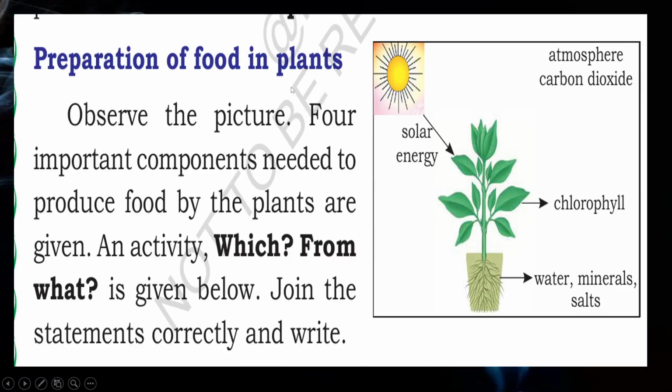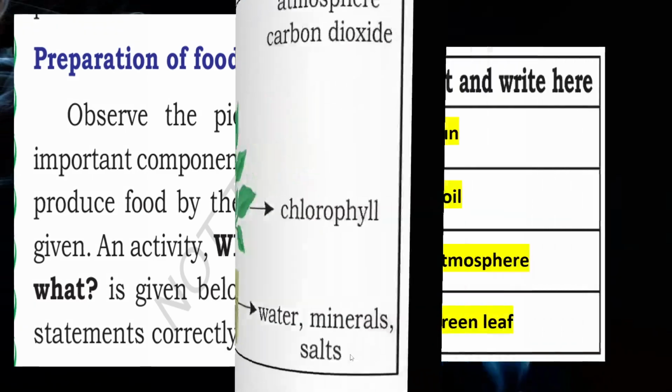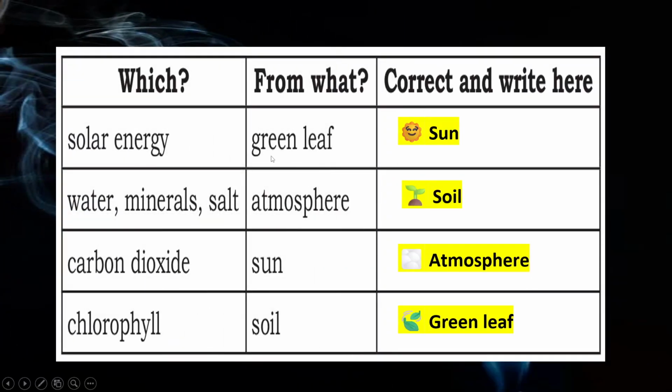Preparation of the food in the plants. Observe the picture. It absorbs the solar energy. Important components needed to produce food by plants are given in the activity below. Draw lines connecting the statements correctly. Solar energy, from what does the green leaf absorb it? The correct answer is not solar energy, it is from the sun.